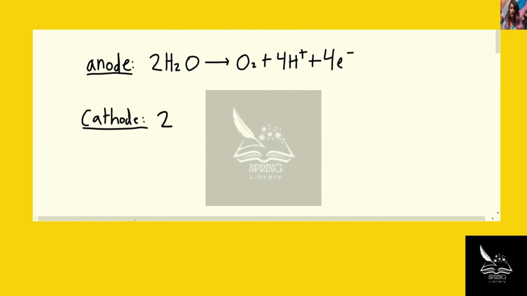And again, that reaction is 2 H2O plus 2 electrons goes to H2 plus 2 OH-. So water is both oxidized and reduced when we electrolyze an Na2SO4 solution.